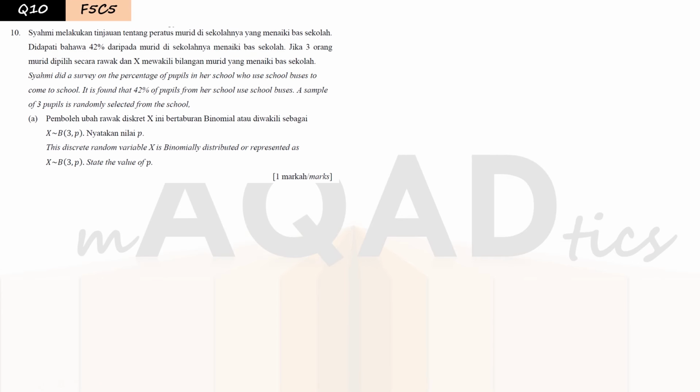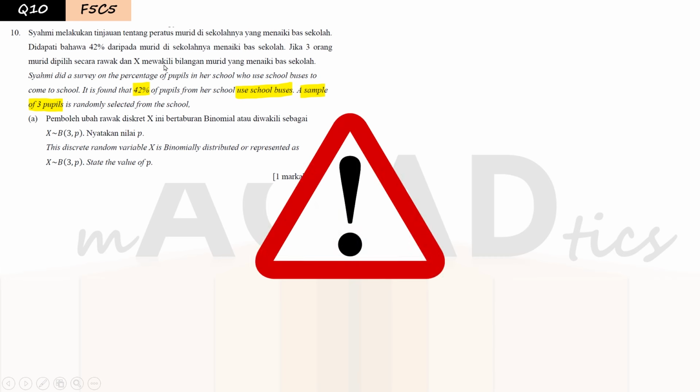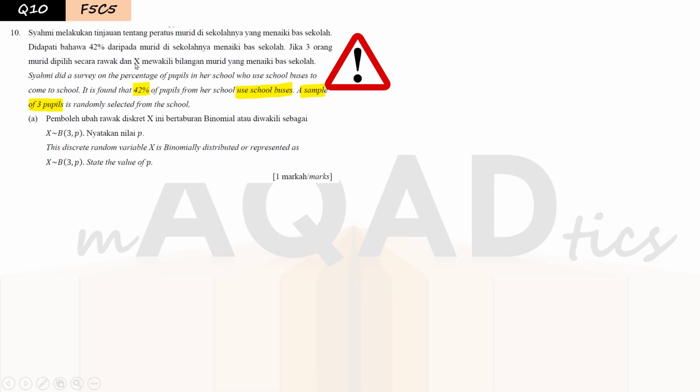For the 10th question, it focuses on probability distributions. Okay, so here we have a person who did a survey on the percentage of pupils that use school buses to school. And this person found out that 42% of the pupils use school buses to school. So with a sample of 3 pupils randomly selected, and I'm not really sure why the next part is not in the English version but only appears in the Malay version, which this sentence is very important.